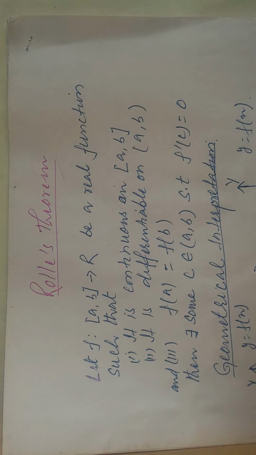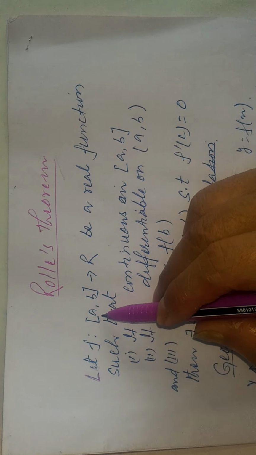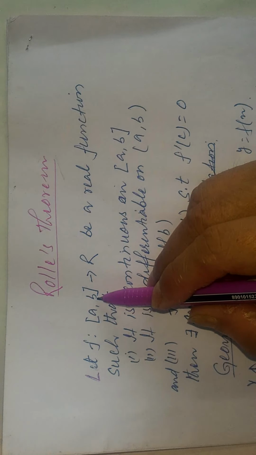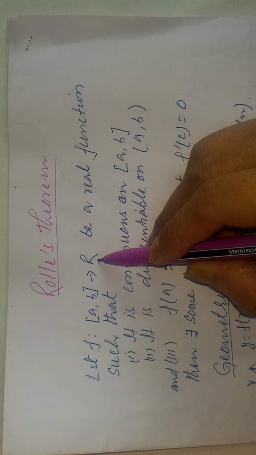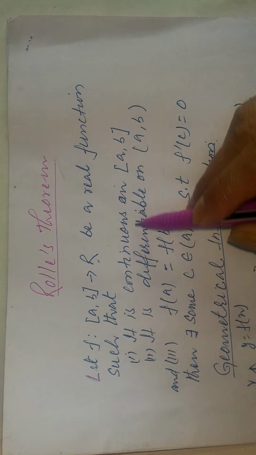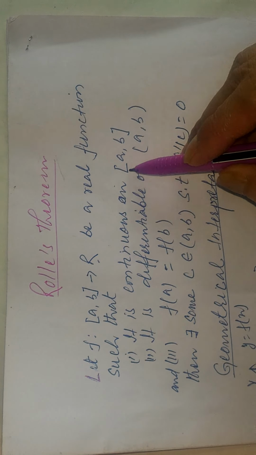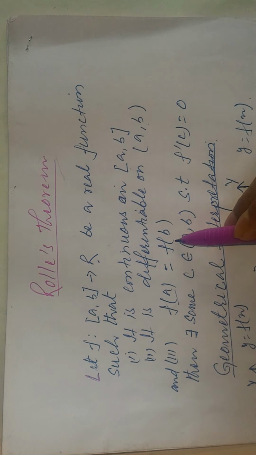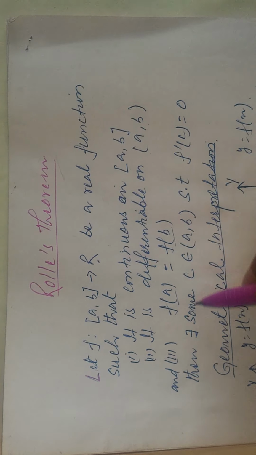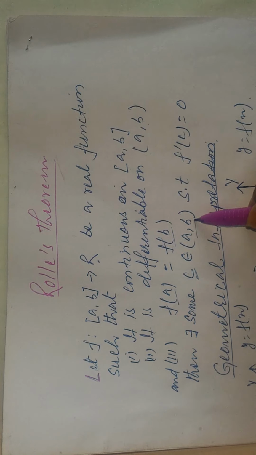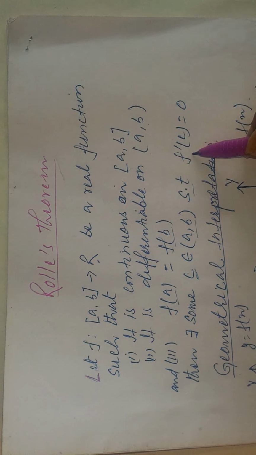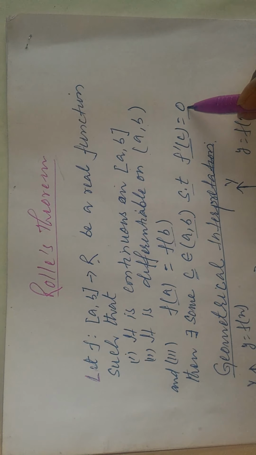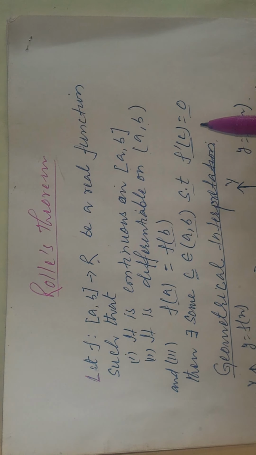The statement is: let f be a function from the closed interval [a, b] to R, a real function, such that it is continuous in the closed interval and differentiable in the open interval, and also f(a) is equal to f(b). Then there exists at least one c which belongs to the open interval such that f'(c) is equal to 0, meaning the derivative of the function at that point is equal to 0. This is the statement of Rolle's theorem.